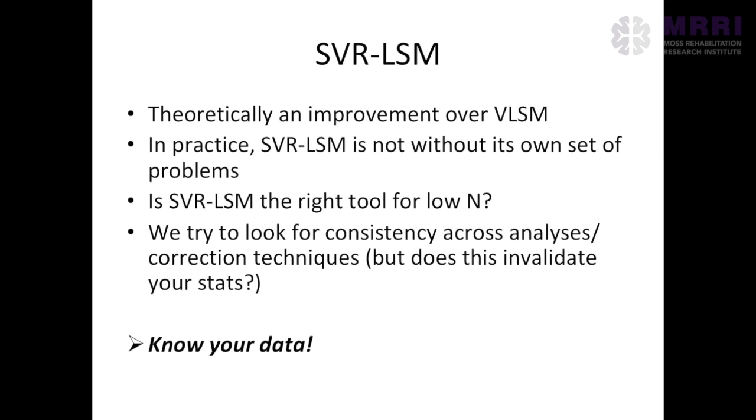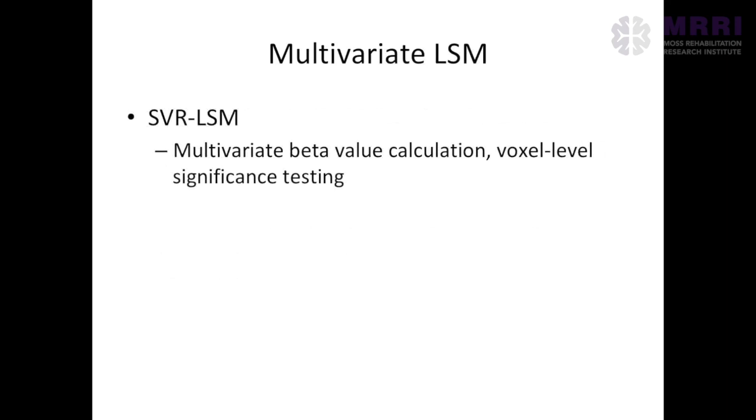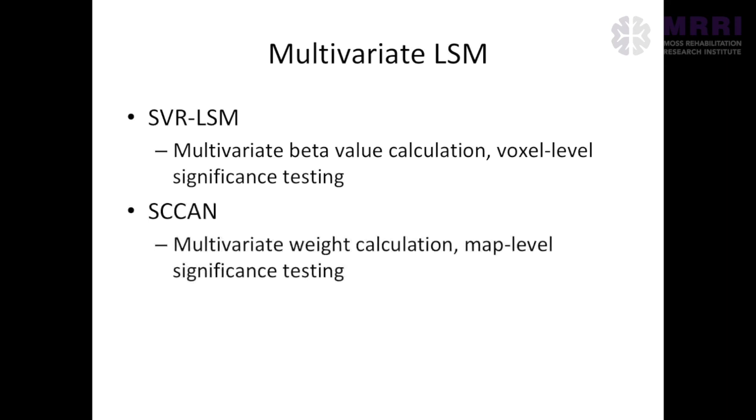Okay, so that's about all I want to say about SVR-LSM. It's this nice multivariate approach, as we mentioned, but it has problems. So is there anything else out there? That's the question. It turns out that there is one other method that has been proposed, and it's called SCAN. It's a multivariate analysis as well.